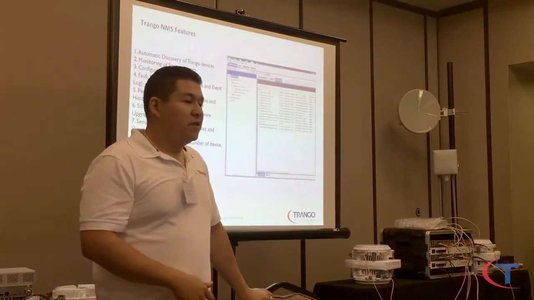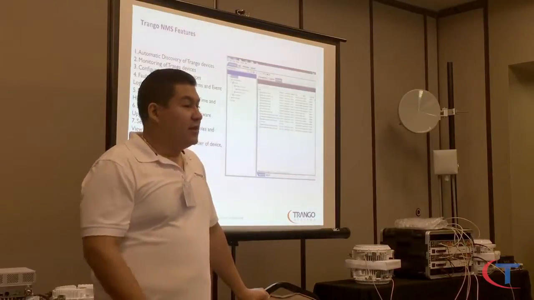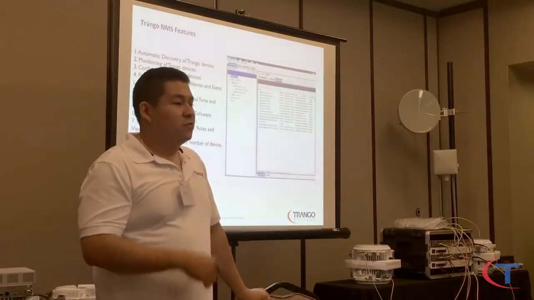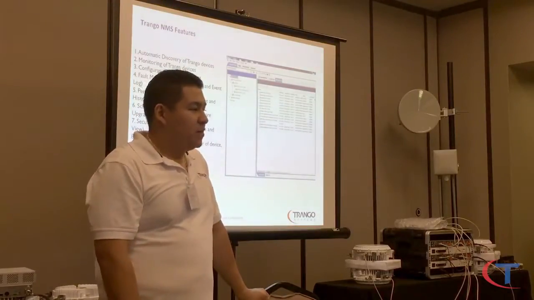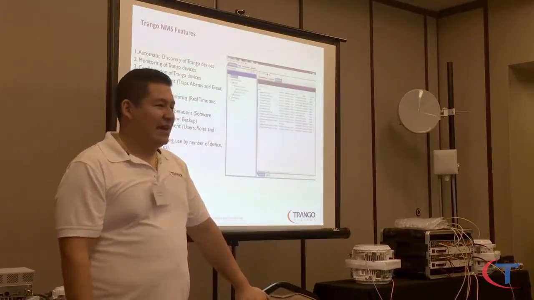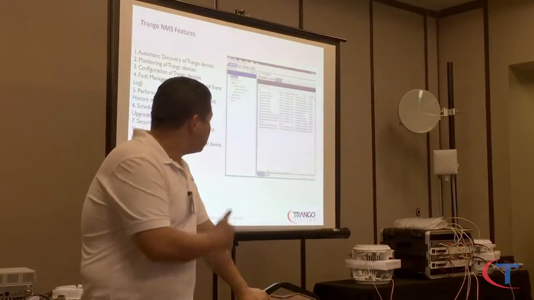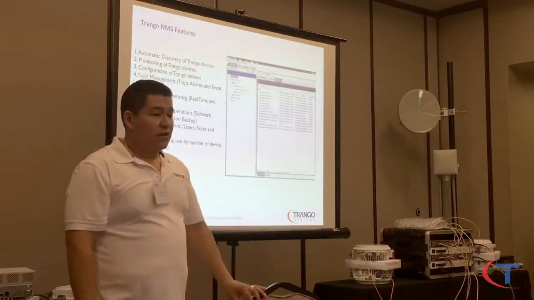Okay. This doesn't mean that you're going to take it out of the box, plug it into your network, and it has the same default IP. So you still have to put an IP on it, put it in the same subnet, and then you can discover the radio. Of course, if everything is on the same subnet as the default, it will find it, but I doubt it. So you can discover the devices, monitor Trango devices.